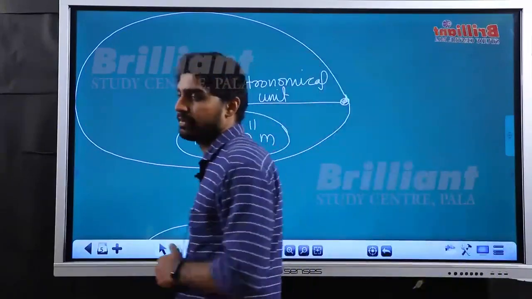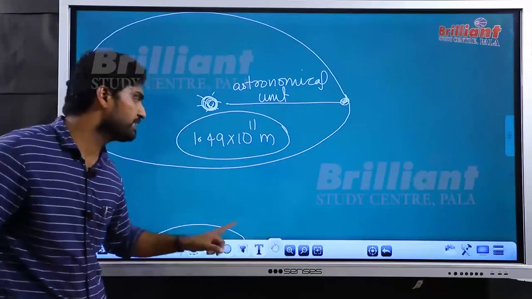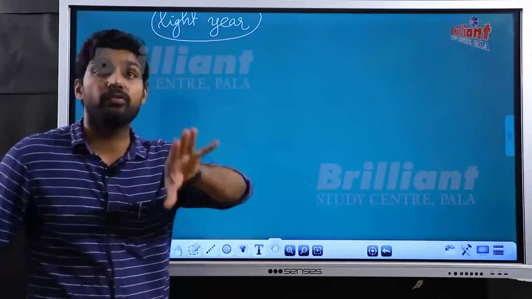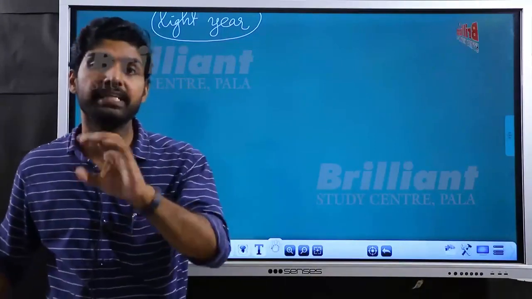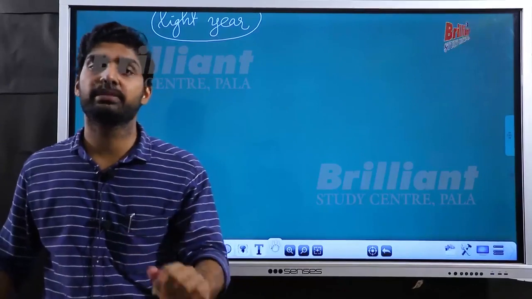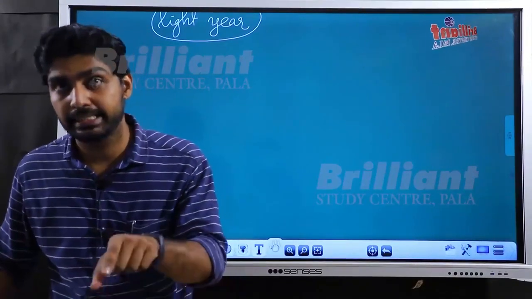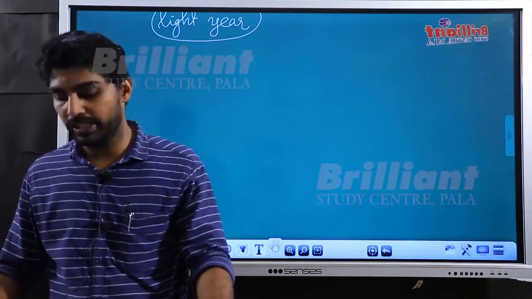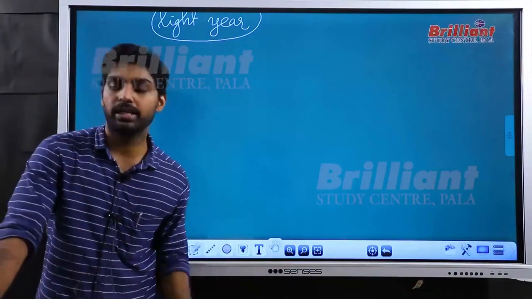So light year is how much distance this light will travel if it travels with the same speed for a year, for a complete year. If it travels with the same speed of 3 times 10 raised to 8 meters per second, then the distance traveled by light is what we call 1 light year. So it's a very large unit.